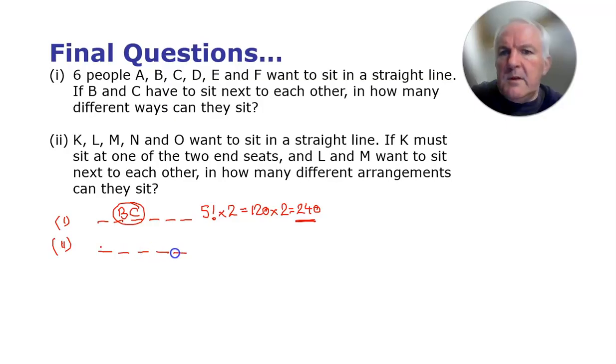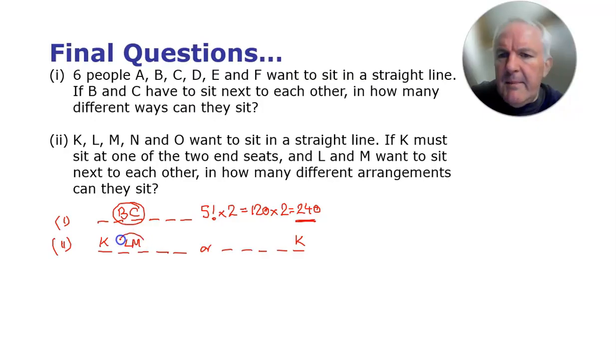K must sit at one of the 2 ends. Oh, right. So K could be there. But just be aware, K could decide to sit, because it says one of the 2 ends, could decide to sit at the other end. L and M must sit next to each other. Perhaps they like each other. Perhaps, again, they might be married, like the last example, or just, for whatever reasons, but they've got to sit together.